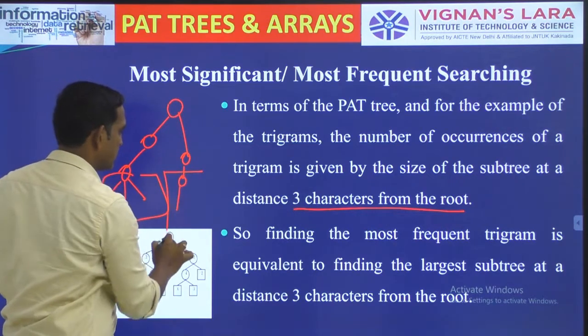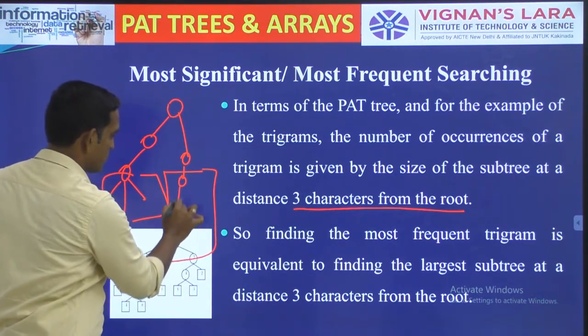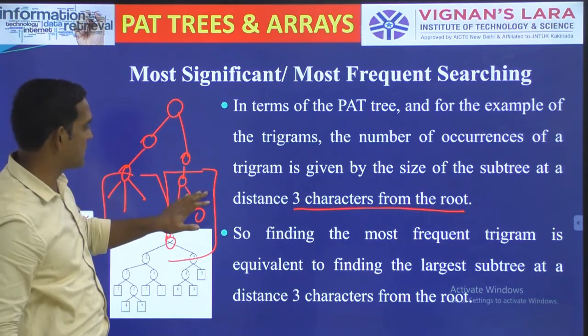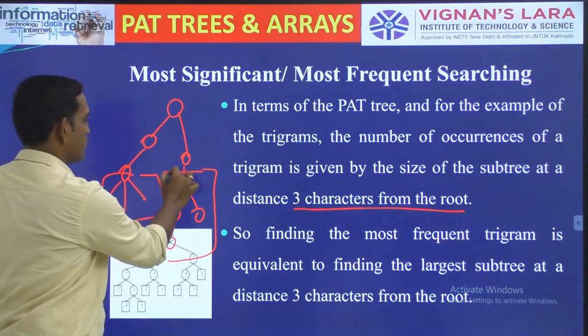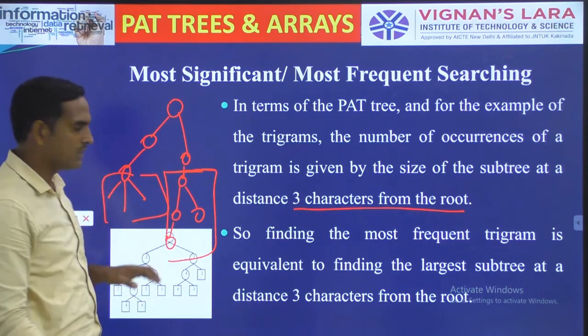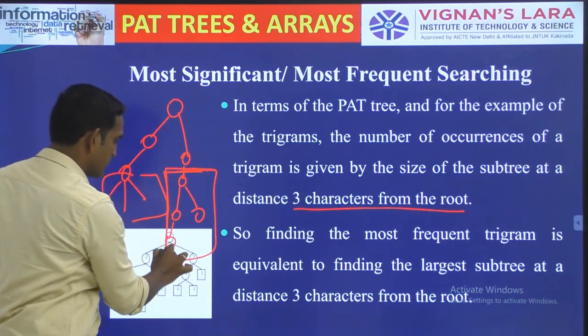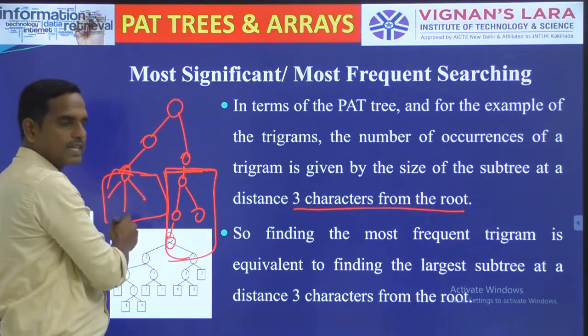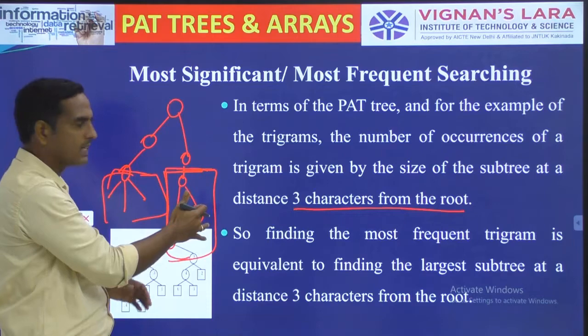So if you are having 3 characters, this is one trigram, this is another trigram. So we have to find the largest subtree. This is one subtree with a trigram. This is also having 3 characters, this is also having 3 characters.